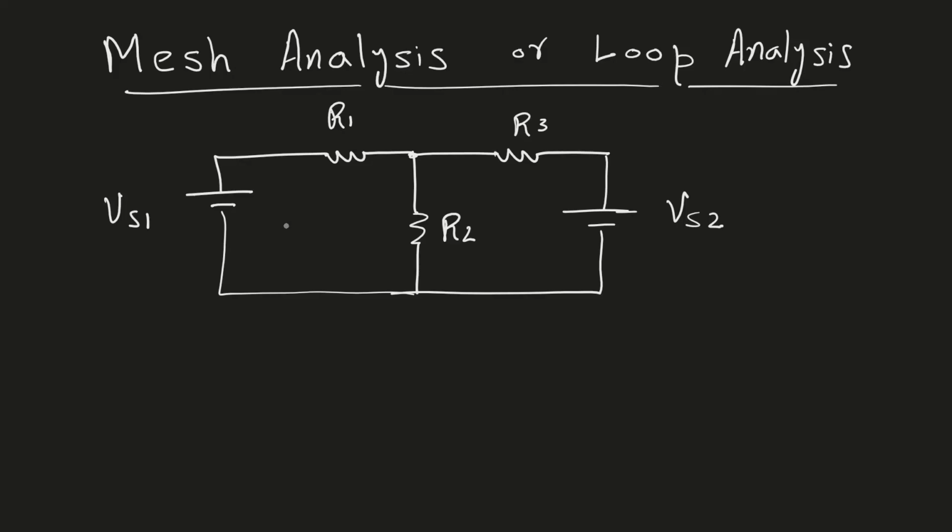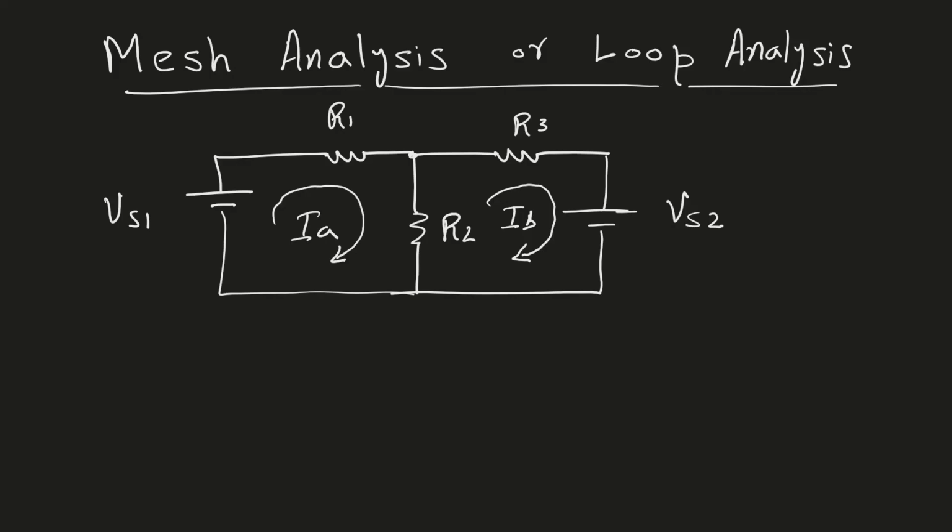Let's assume that in this loop, I have a current IA flowing in a clockwise direction. And in the second loop, I have a different current, IB, which is also flowing in a clockwise direction. Now, IA and IB are based on our choice. We can choose clockwise or counterclockwise, and this doesn't actually represent the actual current that will flow in the circuit. We don't really need to know at this point what the actual current is in the three different resistors. This is our assumption, and we are free to choose any assumption that we would like.